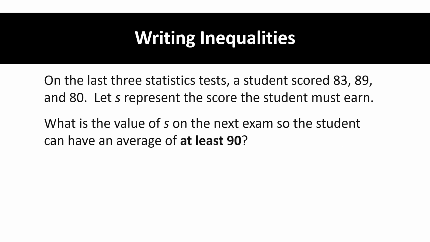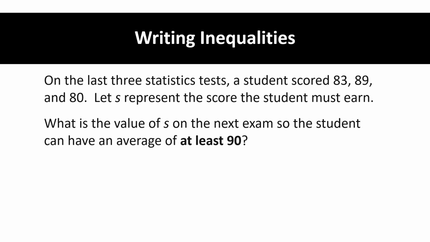On the last 3 statistics tests, a student scored 83, 89, and an 80. Let S represent the score that the student must earn. What is the value of S on the next exam so the student can have an average of at least 90? If you remember computing means, you add up the numbers and divide by how many you have. So that's our average, that's our mean. And this time we want the average to be at least 90. If you recall, at least means greater than or equal to.